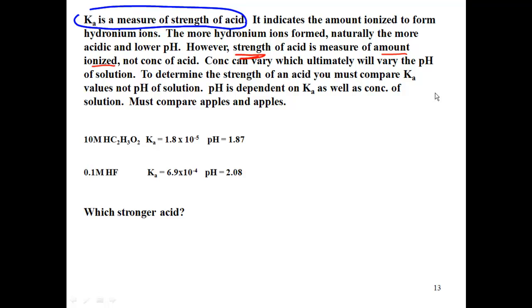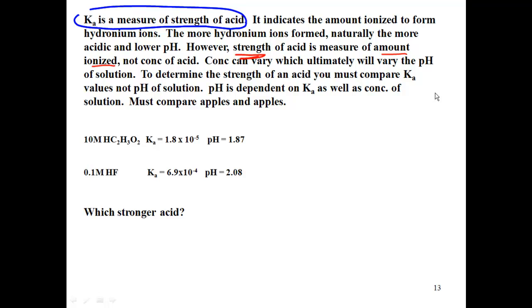So if I want to compare two acids to decide which one's stronger, then I've got to compare apples and apples. Okay, here's an example. I've got a 10 molar solution of acetic acid, which has a pH of 1.87, and a 0.1 molar solution of HF, which has a pH of 2.08. I want to know which one of these is a stronger acid.